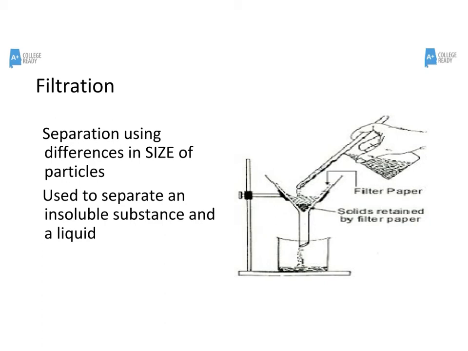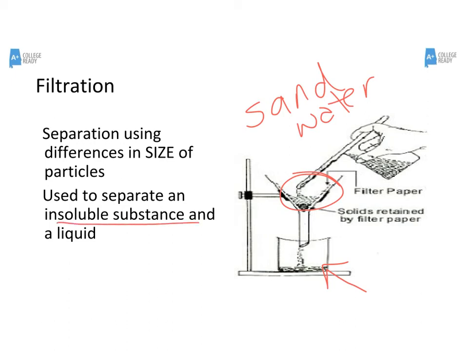Filtration is separation of substances using differences in size of the particles. A good example is this sand-water mixture. So we're going to filter the sand out of the water. The water will drop here, and the sand stays in the filter paper because sand is so much larger. Also used to separate an insoluble substance and a liquid, with sand being the insoluble substance and water being the liquid.